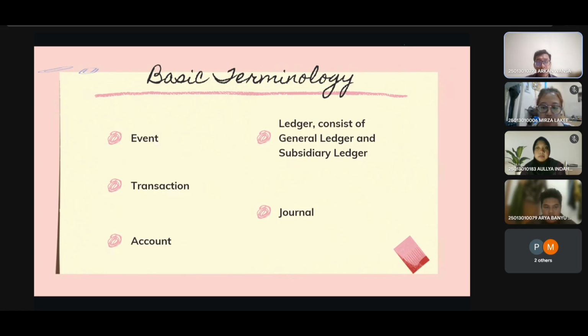The last is journal. Journal is the book of original entry, where the company initially records transactions or other events. Various amounts are transferred from the journal to the ledger. Entering transaction data in the journal is known as journalizing. Next slide, please.